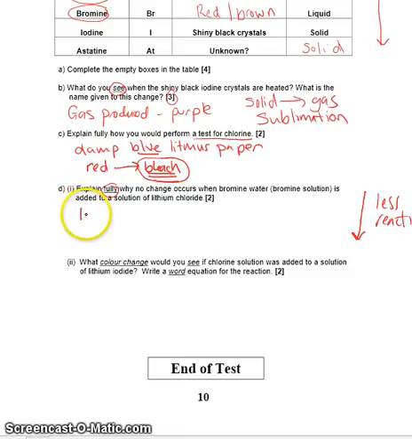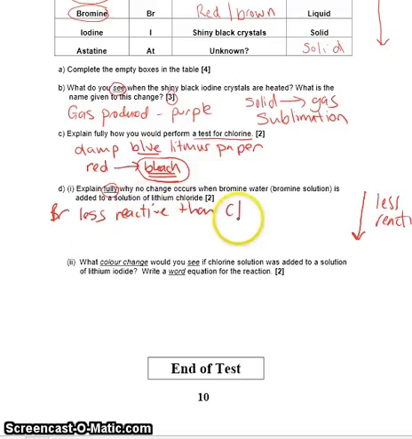So the first mark is going to be the fact that bromine is less reactive than chlorine. And then the second part is therefore, so I use those 3 little dots to be therefore, it cannot displace it. So it cannot displace the chlorine. So no displacement reaction would take place, so you see nothing happening.